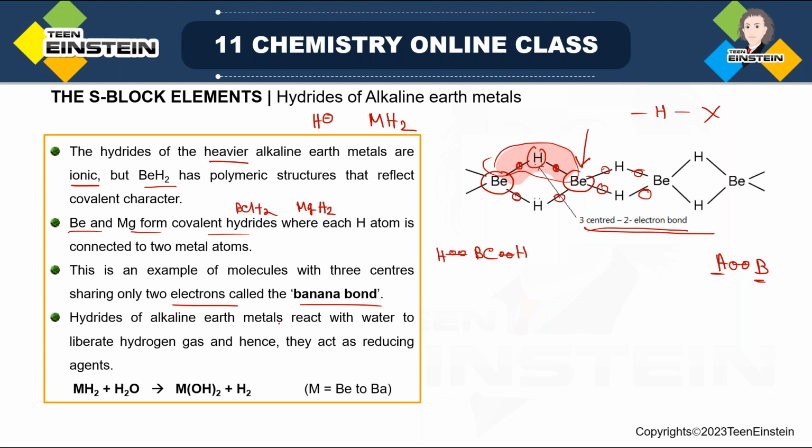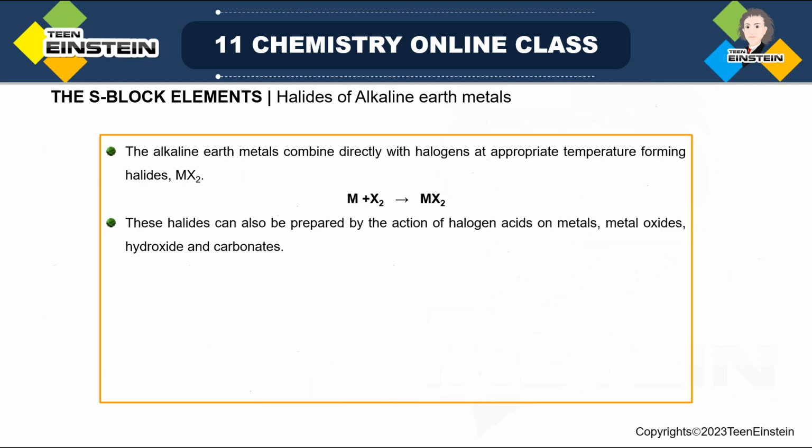Hydrides of alkaline earth metals react with water and liberate hydrogen gas. This is the general equation, where M is Be to Ba. When the hydride reacts with water, we get the hydroxide and H2. So hydrides of alkaline earth metals react with water to liberate hydrogen gas, and hence they can act as reducing agents. So this is the information regarding hydrides.